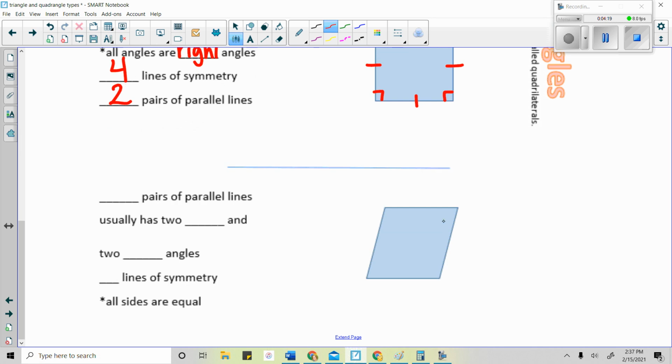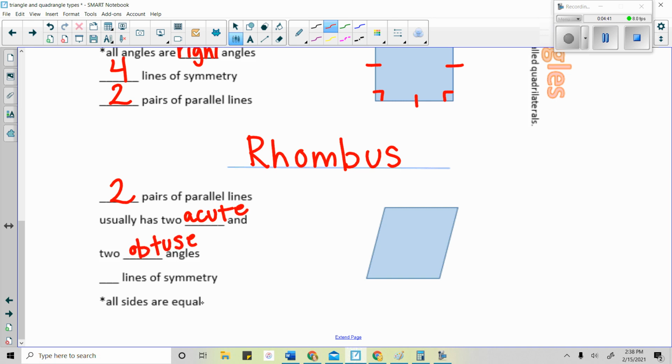So our next shape, it looks like someone broke the square. This is called a rhombus. I believe in Spanish it's rombo. And it has 2 pairs of parallel lines, so it is also classified as a parallelogram. And it usually has 2 acute angles and 2 obtuse angles. And I say usually because it doesn't have to.